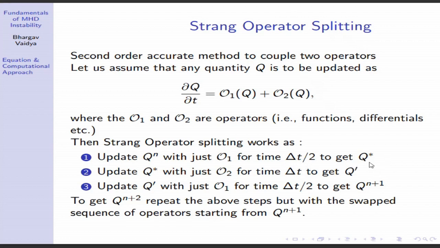Then what you do is you update Q star with this only. So dQ star by dt is equal to O2 Q star, and you solve this for time delta t. You get Q prime. And then you update Q prime with just O1, the operator 1, for time delta t by 2, and you get Qn plus 1. So that's how you do the trick. Then in the next step, you do exactly the same thing, but the operators are swapped. So it's like O1, O2, O1, then O2, O1, O2. If you do this, then you get second order accuracy. So that is what Pluto does.